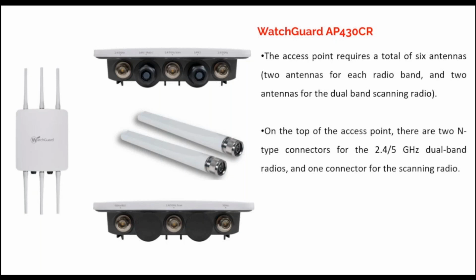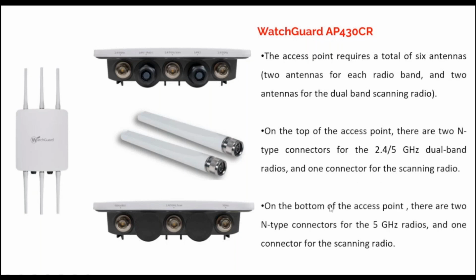On the top of the access point, there are 2 N-type connectors for the 2.4 gigahertz and 5 gigahertz dual band radios, and 1 connector for the scanning radio. And on the bottom of the access point, there are 2 N-type connectors for the 5 gigahertz radio and 1 connector for the scanning radio, right? So whenever you order the 430CR, you need also to order the antennas that are required, which is 6 of them.